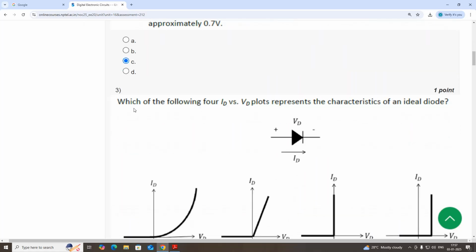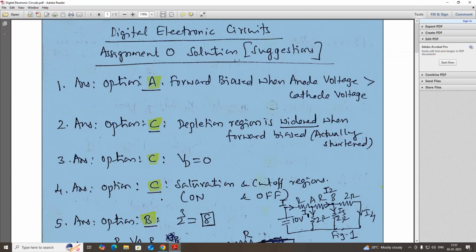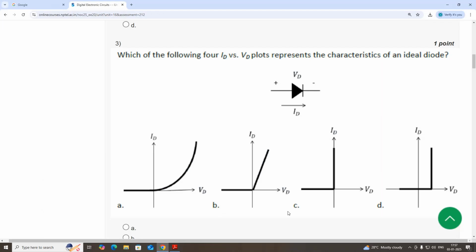Third question, which of the following four ID versus VD plots represents the characteristics of an ideal diode? Third one, option C. Remember, for an ideal diode, VD is equal to 0. So, look at this diagram. Option C, VD is equal to 0.